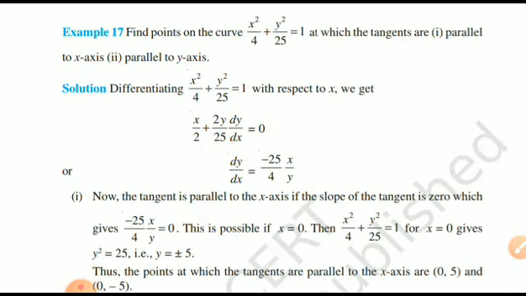Next, find points on the curve x²/4 + y²/25 = 1 at which the tangents are first parallel to the x-axis and second parallel to the y-axis. We have already seen that if a tangent is parallel to the x-axis, the equation will be y = y₀. And the second, parallel to the y-axis. Parallel to the y-axis means it is perpendicular to the x-axis.